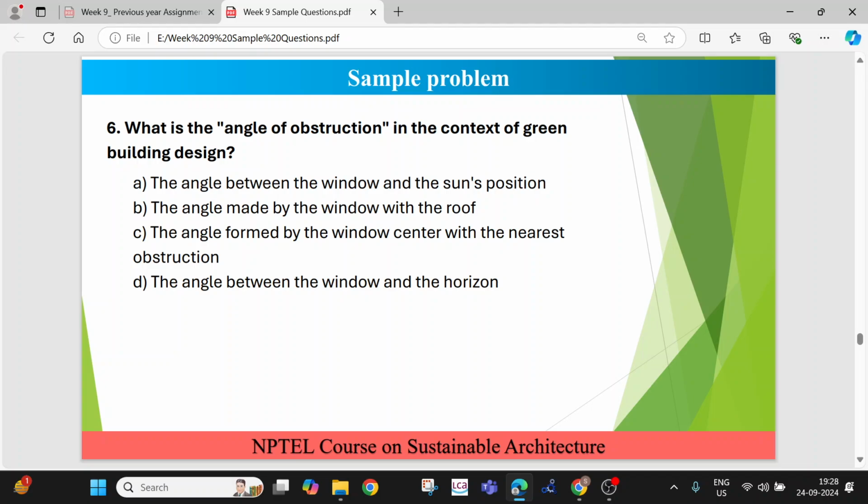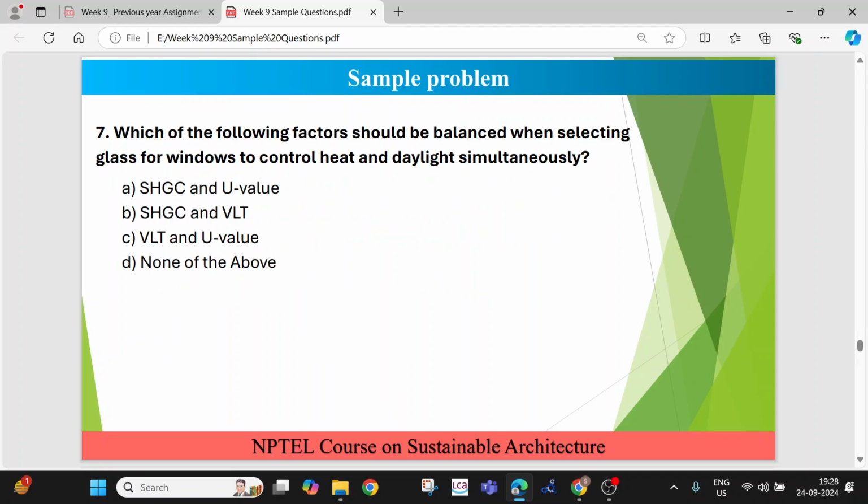Fine. Here is question number 7. Which of the following factors should be balanced when selecting the glass for windows to control the heat as well as the daylight simultaneously? Solar heat gain coefficient and U value; solar heat gain coefficient and visual light transmittance; U value; or none of the above.